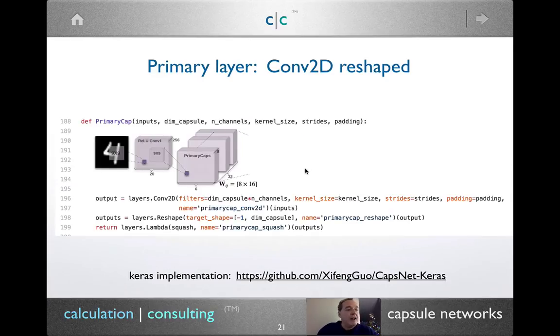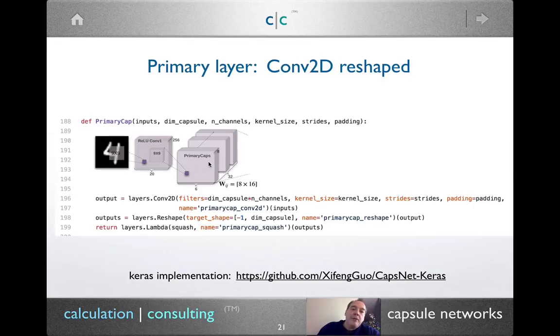So let's take a look inside Keras and what's actually going on here. Here we go. We have Keras. This is our primary cap. By the way, I've taken this Keras implementation from Xifeng Guo. Forgive me if I pronounce the name wrong, but it's called CapsNet-Keras. It's just an implementation of this, which I'm going to go through with you.